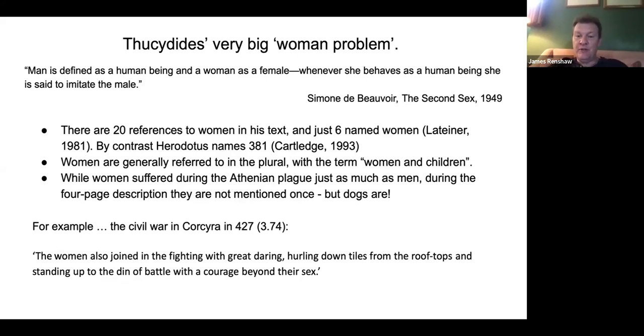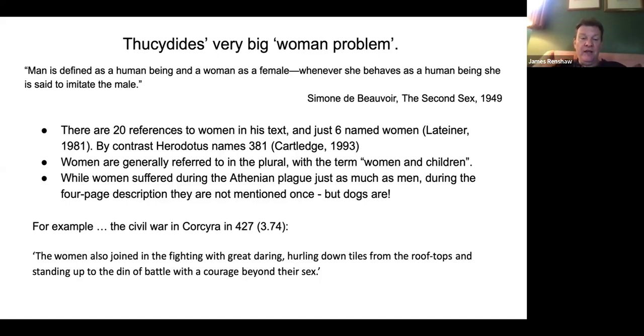Women generally are referred to in the plural with the term women and children. During the plague account, for example, obviously women would have suffered just as much as men during the plague. They're not mentioned once in any sort of group. They probably were doing caregiving, etc. You do get mention of dogs, though.